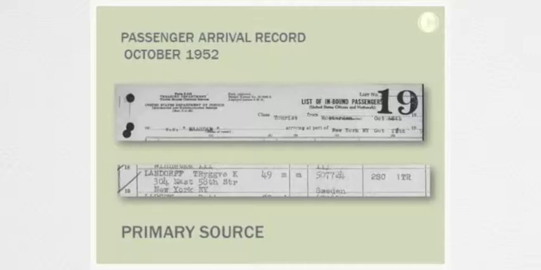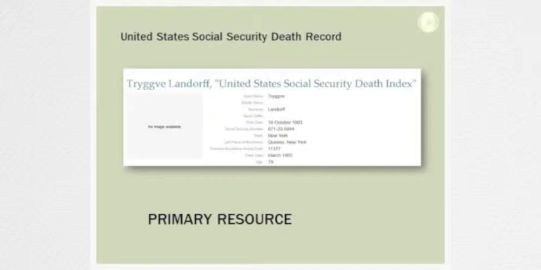This is the last primary source I find for Trigve, and this is his death record, Social Security Death Index. This tells us he died in March of 1982, and he was 79 years old, and he died in Queens, New York. So we know he went from Sweden to Bay Village, Ohio, to Akron, to Connecticut, to New York.